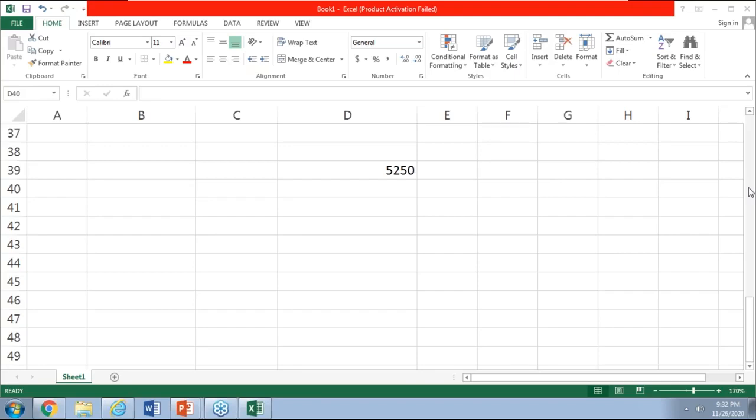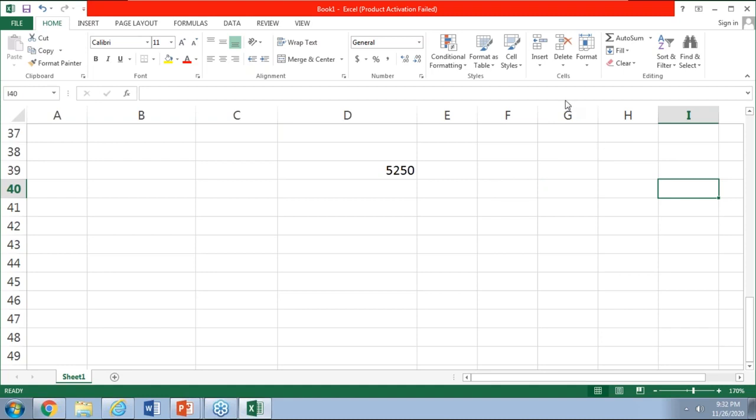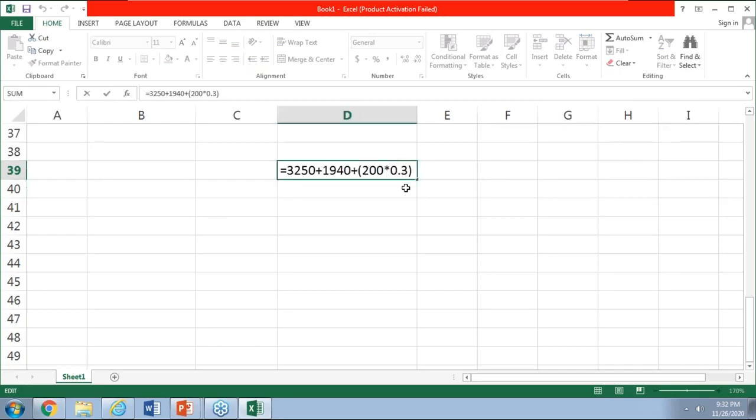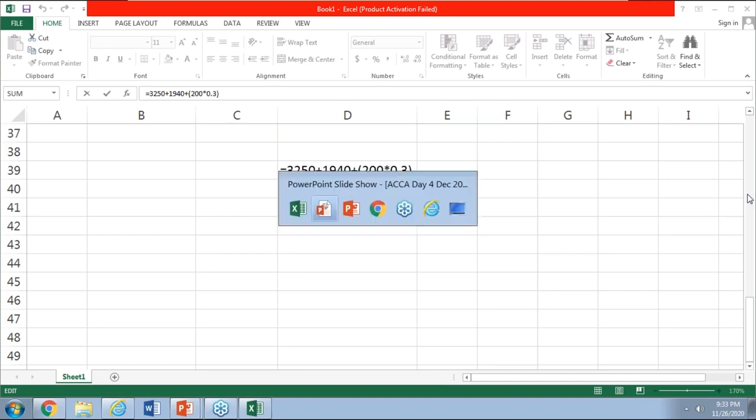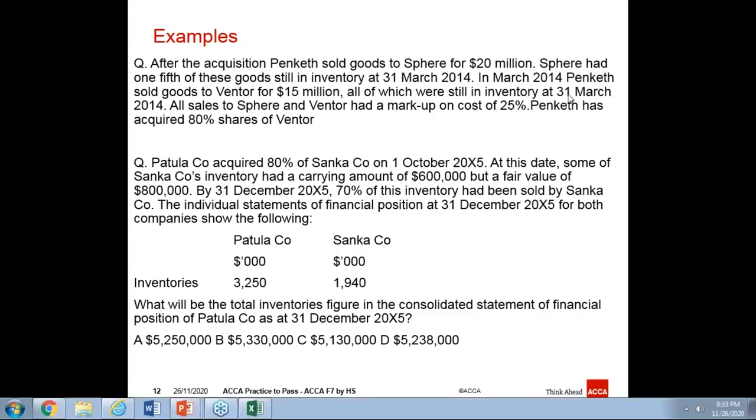Okay. So the right answer for this one is A. Show the calculations. And here we have the calculations for you guys. Parent inventory plus subsidiary inventory plus fair valuation adjustment. In this particular question, we don't have any unrealized profit adjustment.